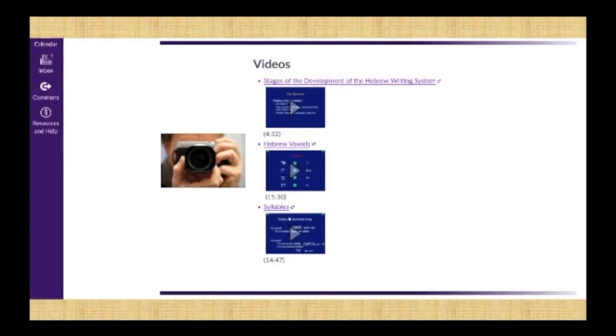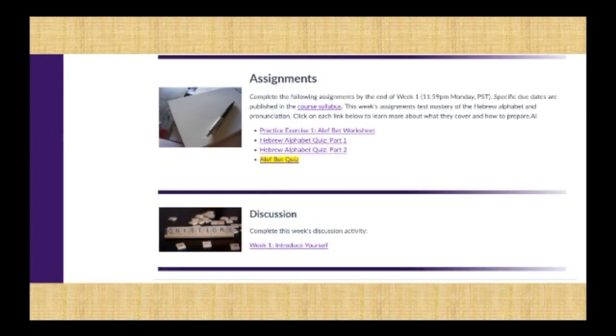There will be links to the various videos that you will be watching. These will include both videos having to do with grammar and videos having to do with the use of Accordance. There is a list of assignments and links to those assignment pages, including practice exercises, quizzes, sometimes tests, sometimes exegetical assignments. And finally, there will be a link to the weekly discussion.